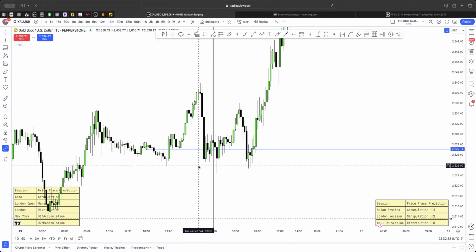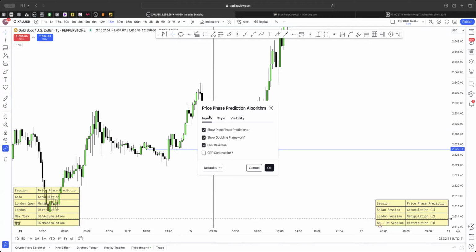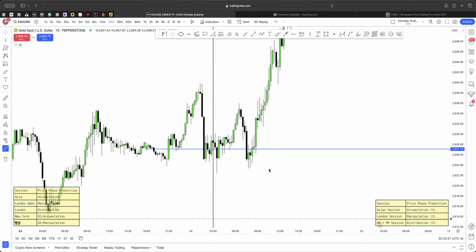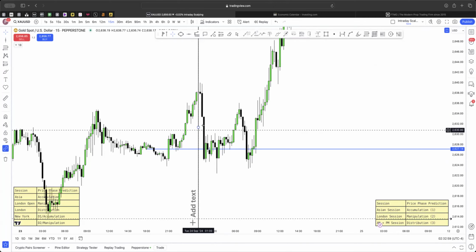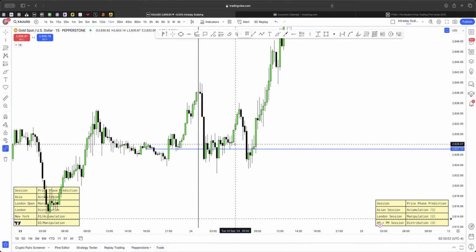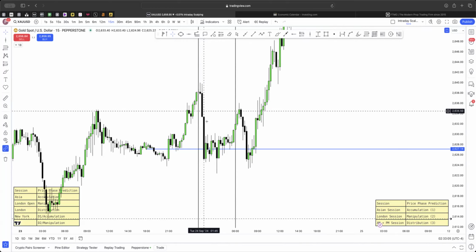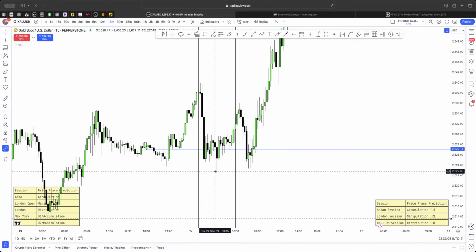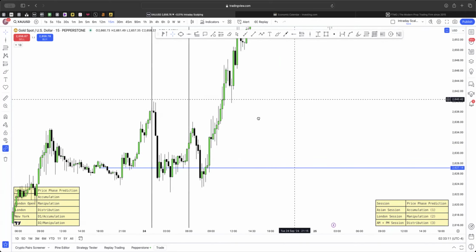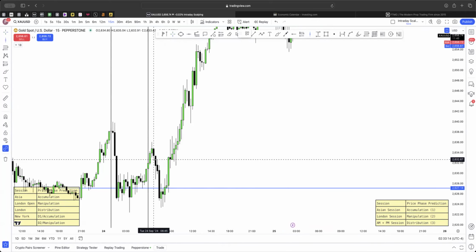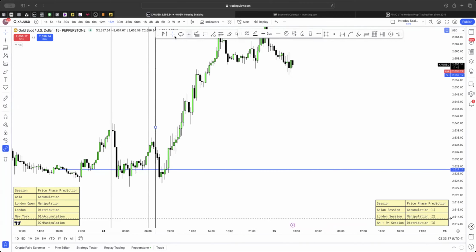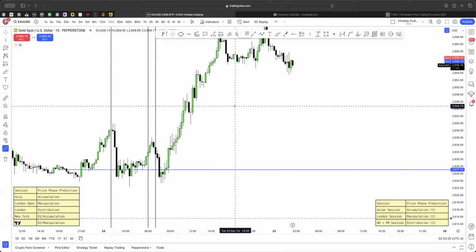So what we will do is take that output and use that as input in this price phase prediction algorithm. CRP reversal, click it, press OK. Then what we're getting is this Asian session accumulation, London session manipulation. So London session is what? 1 o'clock to 6 o'clock. So you know that, okay, fine. If we manipulate down, then we're going to have the low of the day here. AM plus PM session is distribution. So basically 7 o'clock all the way until 4:30 p.m. Eastern Standard Time is a distribution.